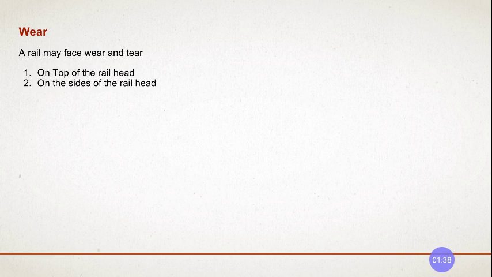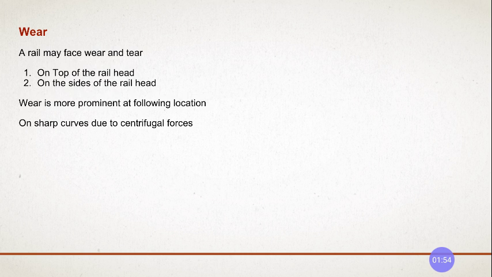On the sides, because the flanges may come in contact with the rails, the sides of the head may get worn out. It is most prominent at the following locations. On sharp curves due to the centrifugal force, as I showed in the previous class about the coning of wheels, the wheels will try to move outwards. Due to that, the flanges of the wheel will touch the sides of the rail, so there is wear and tear, right?